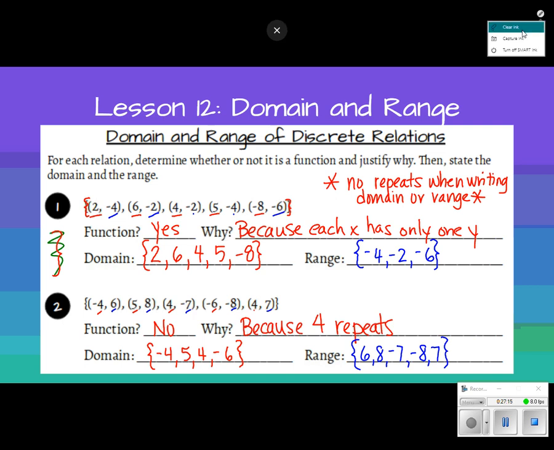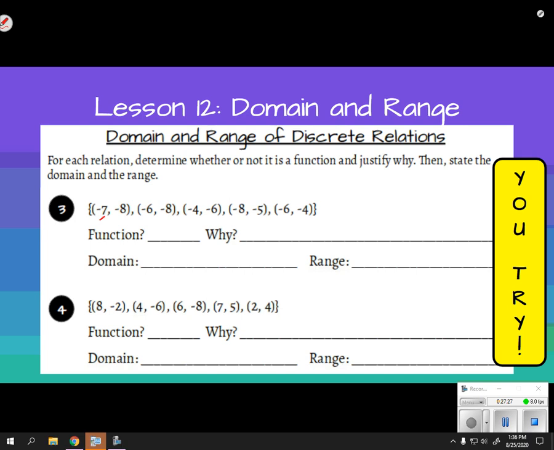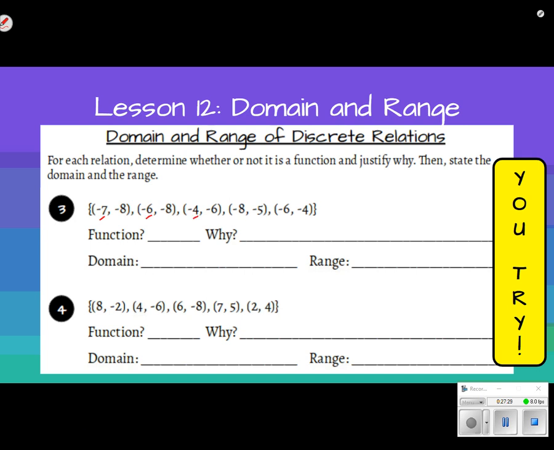So the next ones are you try 3 and 4. Pause the video. Alright, so let's look and see. 3, is it a function? So I've got -7, -6, -4, -8. There's another -6. So it is not a function. Why? Because -6 repeats. Shame on you, -6.